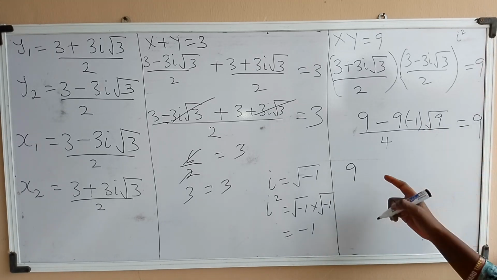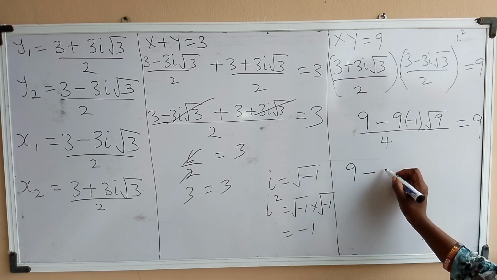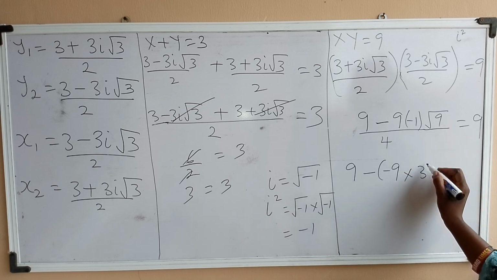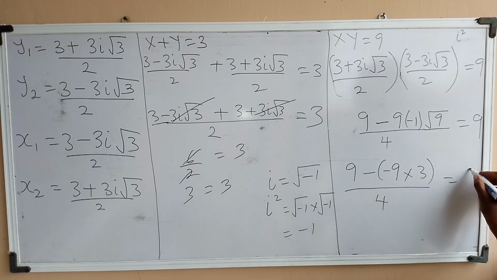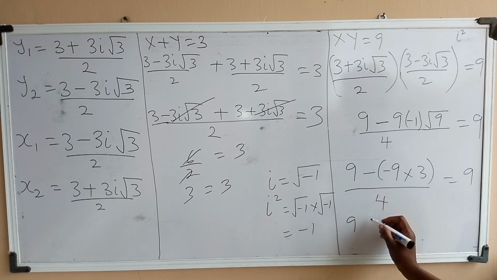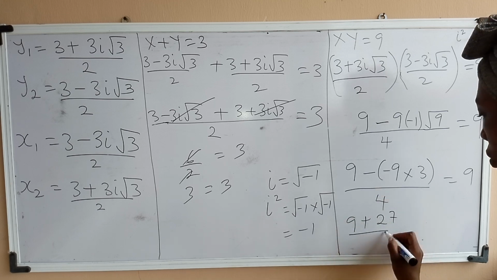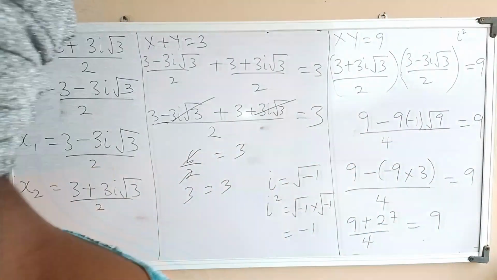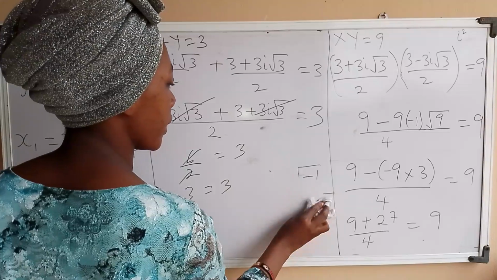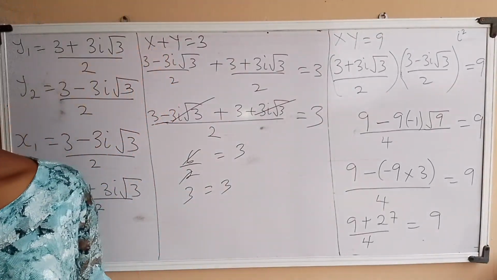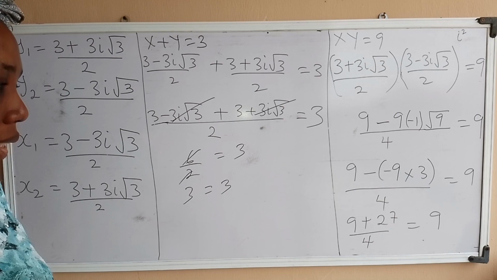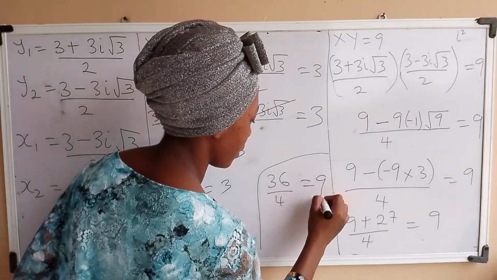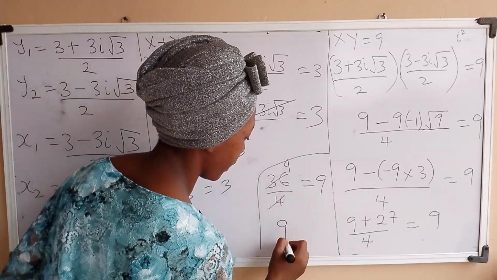All of this is still equal to 9. 9 minus, this will give us minus 9 times what? 3. All over 4 equals 9. This will give us 9 plus 27 over 4 equals 9. This plus this will give us what? Let me complete it here. 9 plus 27 should give us 36. So 36 over 4, if you divide it, we'll have 9. So 9 is equal to 9.